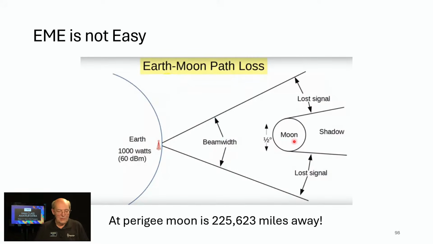And fortunately, the moon has a rough surface. If it was a perfect sphere, you'd probably never be able to bounce anything off the moon because it'd be such a tiny, tiny amount that could come back. So everything that misses the moon winds up being lost, or lost signal rather.